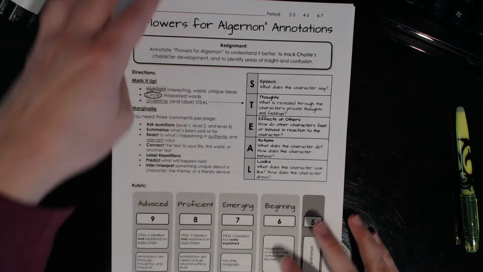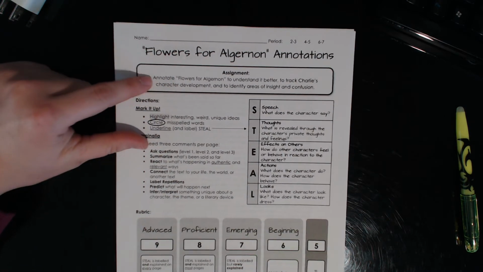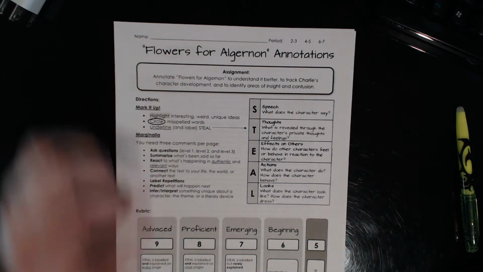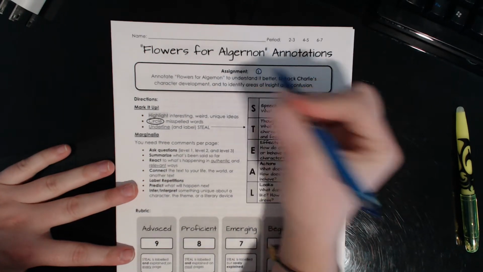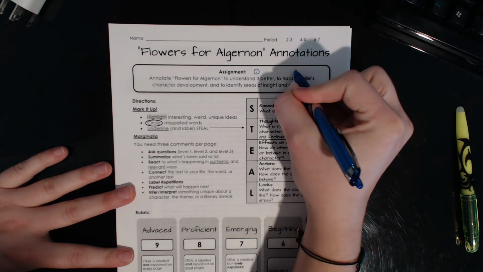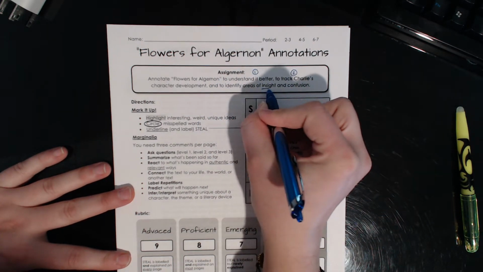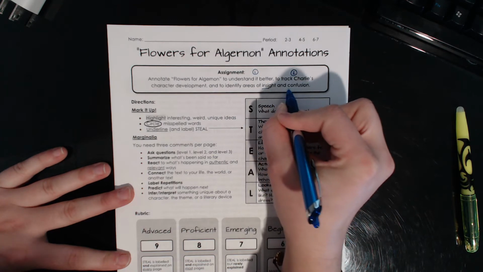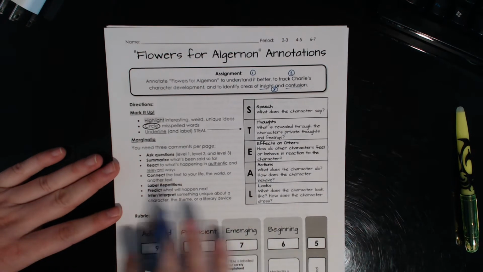Let's begin. First, let's understand these instructions. Your assignment is to annotate Flowers for Algernon to understand it better. So there's one reason: to track Charlie's character development. That's the second reason. And to identify areas of insight and confusion. There are three reasons we're annotating.